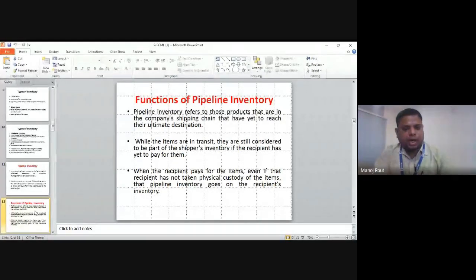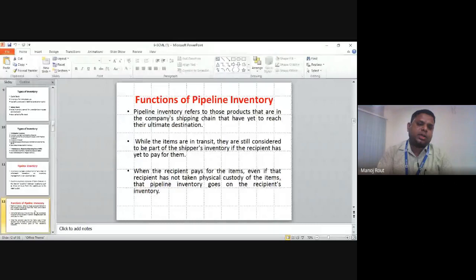If you go to the last point, when the recipient pays for the item, even if that recipient has not taken physical custody, suppose Tata ordered it and has not taken physical custody, but Tata has already paid for this particular assembly. Clear? That pipeline inventory goes to the recipient's inventories. That pipeline inventory goes into the recipient inventory category, and that is the consumer.